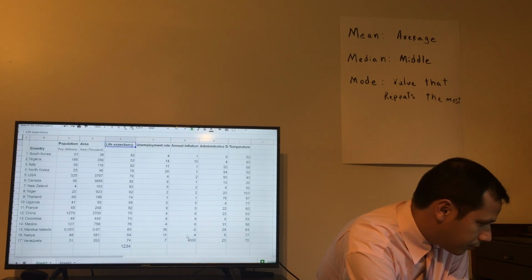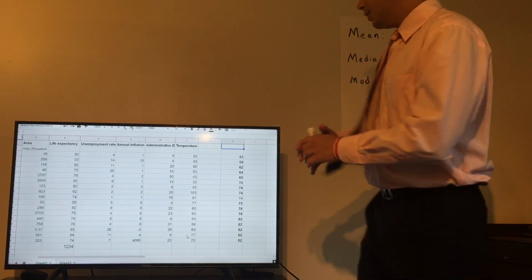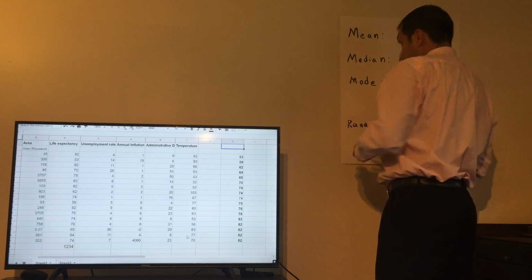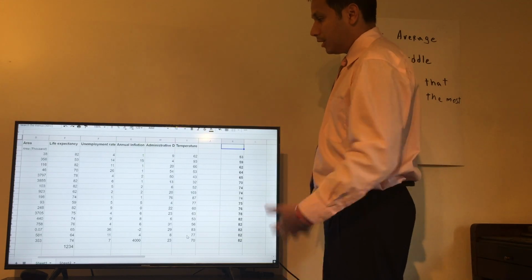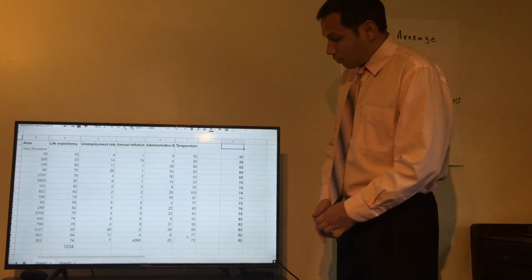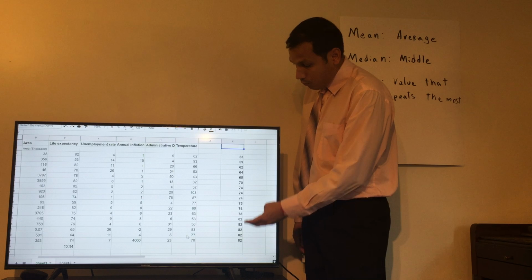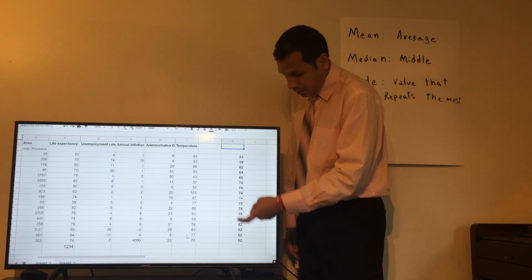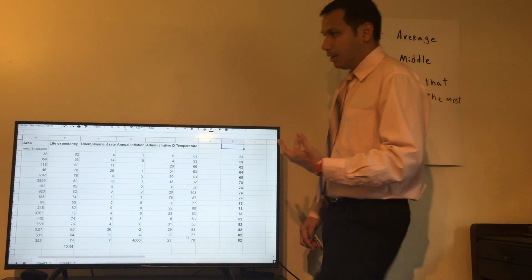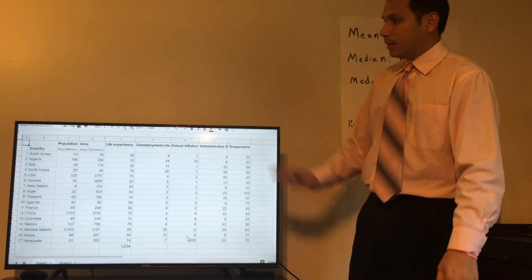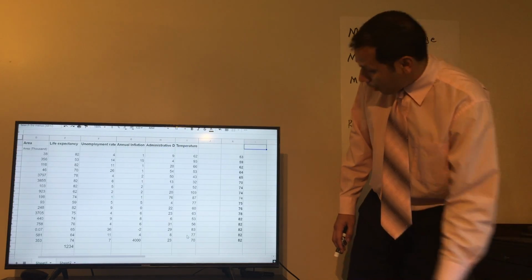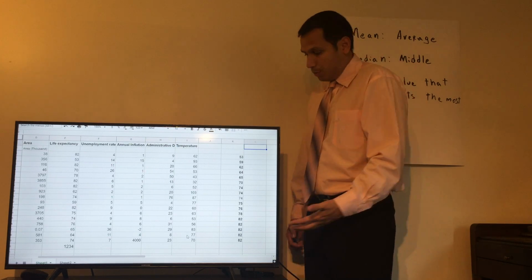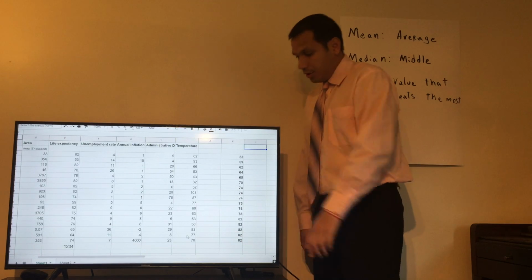And last but not least, we have the range. The range is actually not a measure of center, but it gives you some information about the data you are working with. It tells you where your data goes from and to. In this case, the data goes from 53 to 82. That means that if you live in any of those countries we started with, you are expected to live from 53 years to 82 years. Could you live less? Of course. Could you live more? Of course. But you are expected to live from 53 years to 82 years.